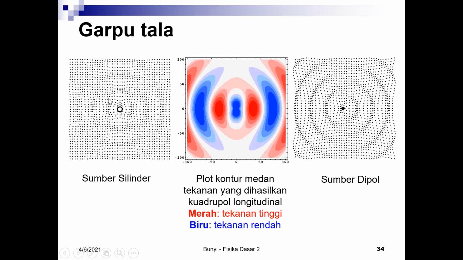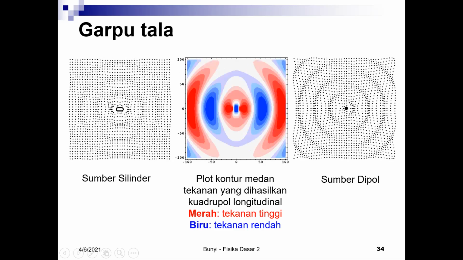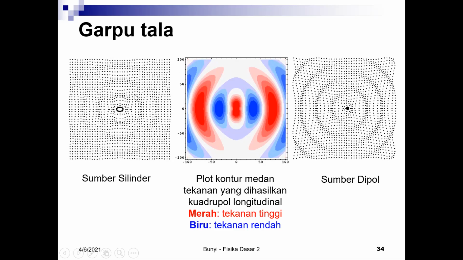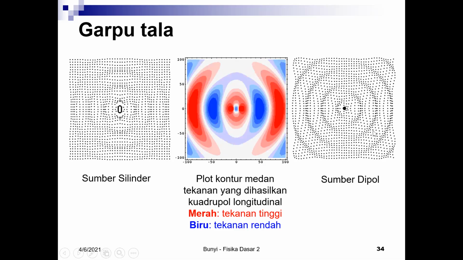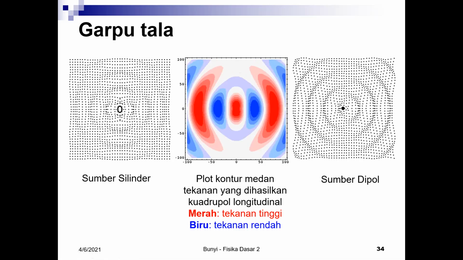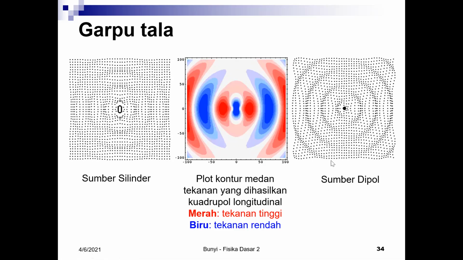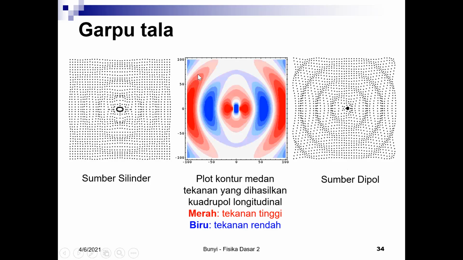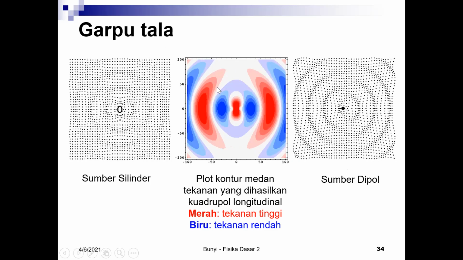So this is for single source, and this is for double source, which is called dipole, or tuning fork, okay.